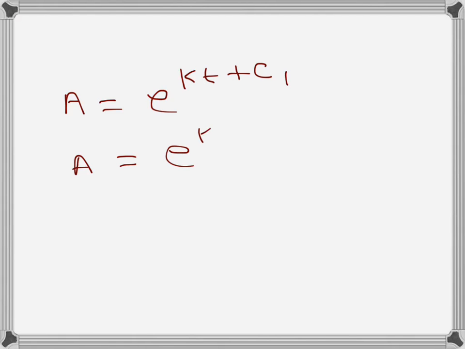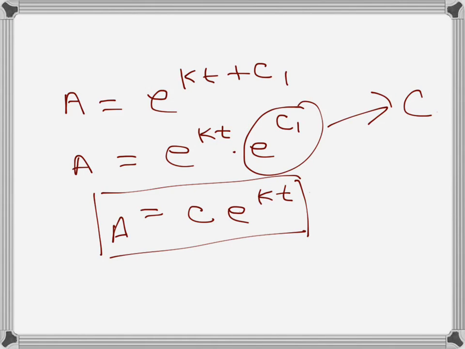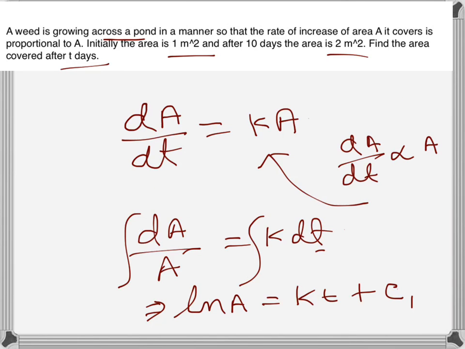So that's there. This can be written as A equals e to the power kt plus c1, or e to the power kt times e to the power c1. Now e to the power c1 is just another constant, so we can write it as c, and it becomes A equals c e to the power kt. This is the solution equation, but there are two unknowns, c and k. We need to find those unknowns.